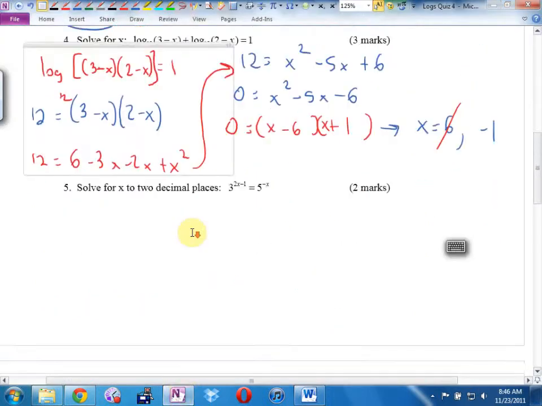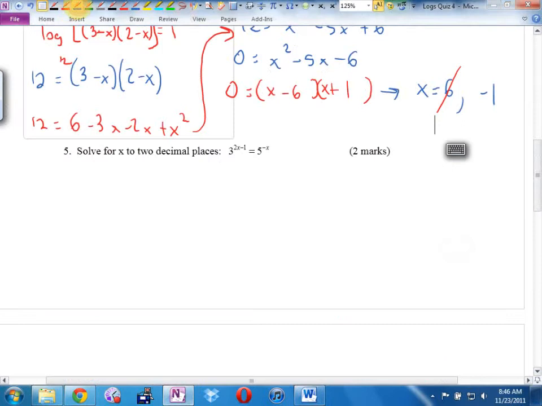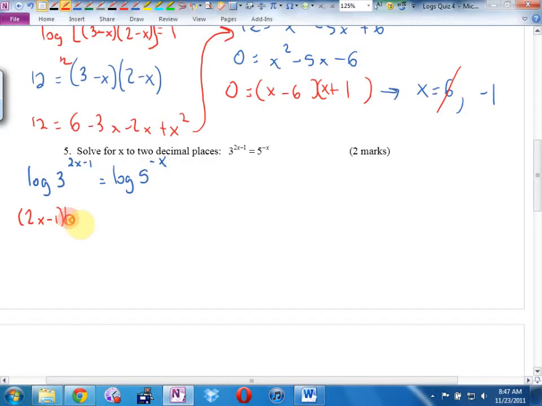Example 5. We call this an exponential equation. How do I know? The x is an exponent. How do I solve this? Take the log of both sides. And no shortcuts here, Mr. Dueck says. Too easy to make sloppy mistakes. Move the exponents to the front with brackets. Get rid of the brackets by multiplying.